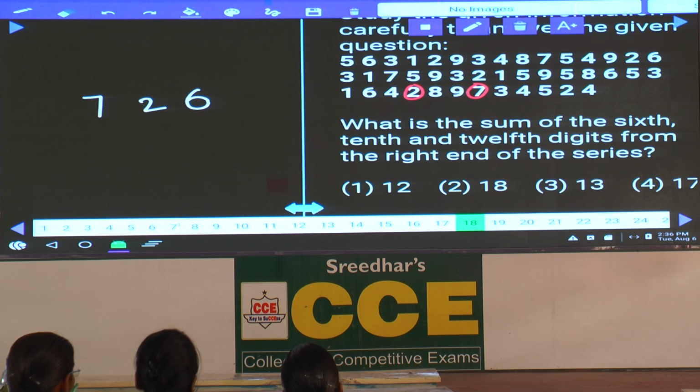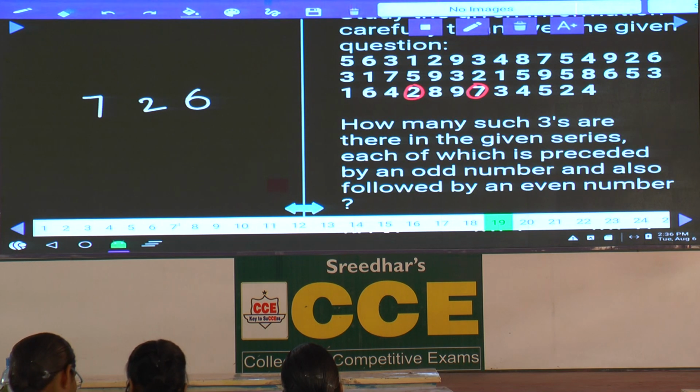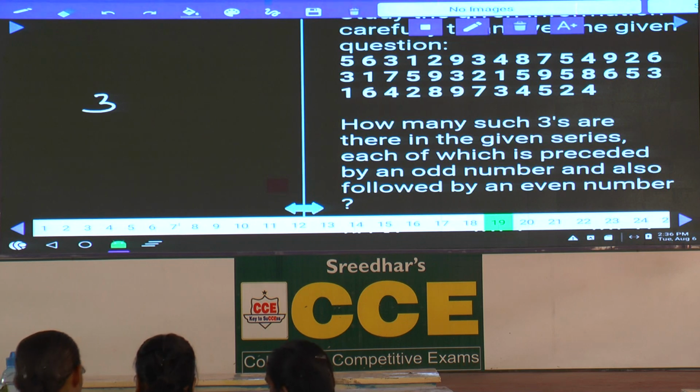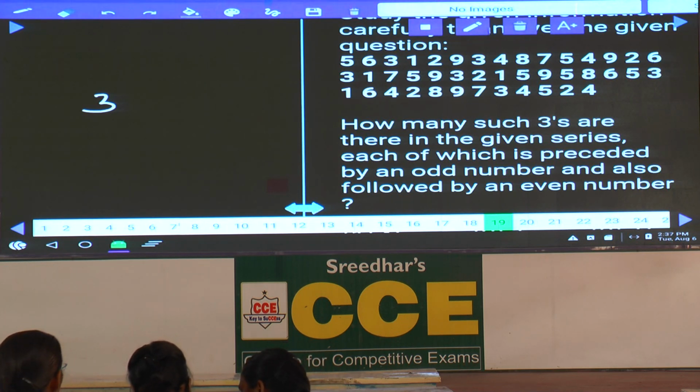Choice 5 is the answer, 18. Next one, the 19th one. Now in this question number 19, how many such 3s are there? The question is about 3s, each of which is preceded by an odd number and followed by an even number. Preceded by an odd, followed by even.